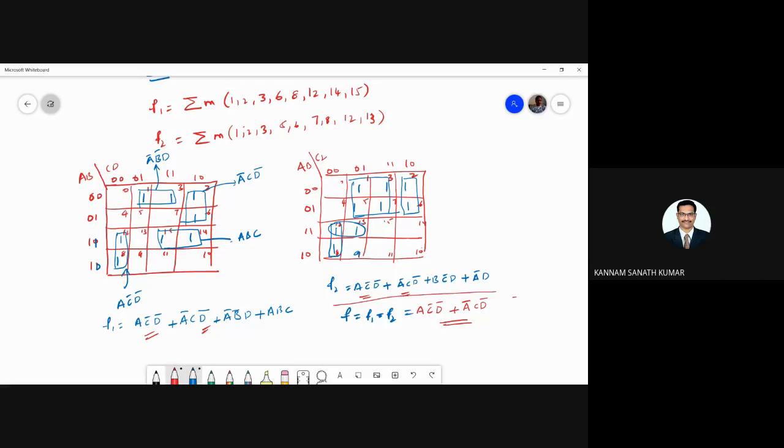The terms which are common you should write. Only these two terms are common in F1 and F2, no? So A C bar D bar plus A bar C D bar. So actually F is nothing but the multiplication of F1 into F2. Multiplication means the terms which are common you should write. Is it okay?